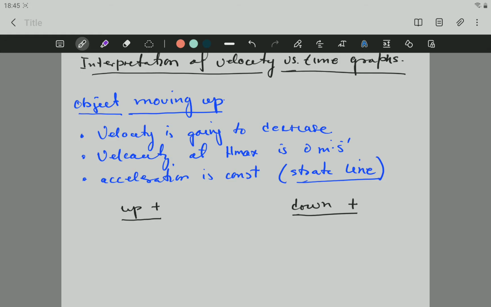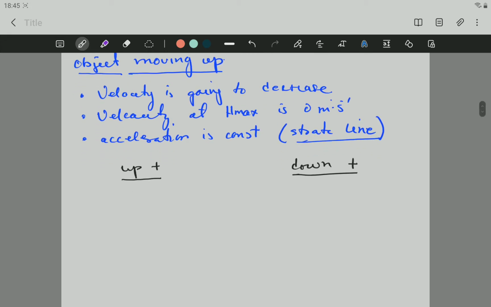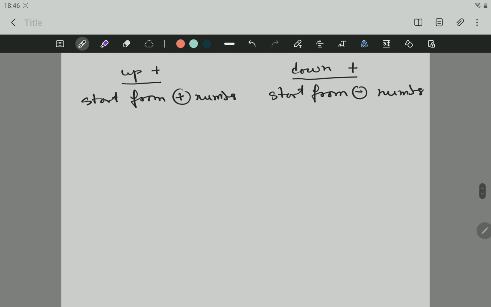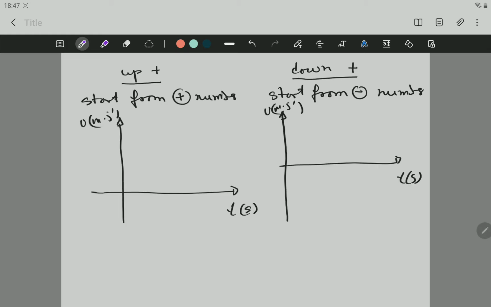All right. So if up is positive, you start from a positive number. If you're taking down as positive, the object is moving up, so you start from a negative number. Saying that, let's draw the axis and see how the shape will look. Okay, just a minute for me to draw the axis. Okay, here are the axes. In the first one is velocity versus time, as well as in the second one.